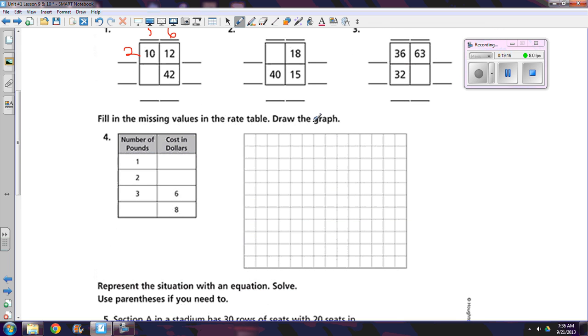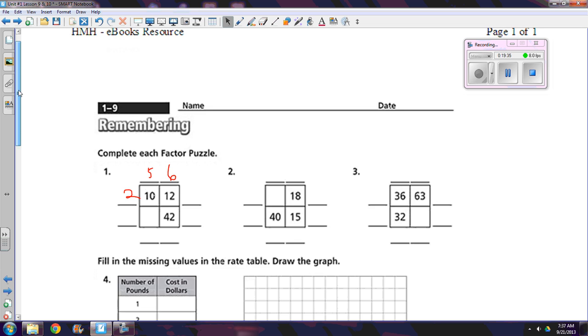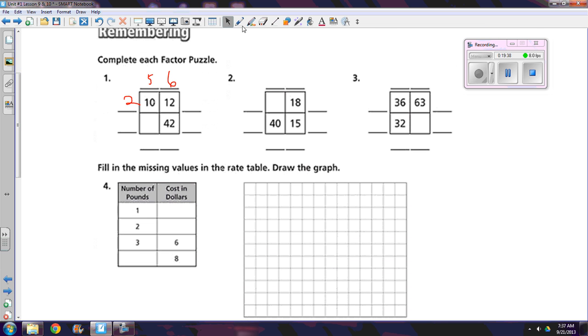Fill in the missing values in the rate table and then draw the graph. So in this rate table, number of pounds, cost in dollars, 1, 2, 3 to 6. So if 3 pounds is $6, how much is 1 pound? That's what you'd have to figure. So 3 goes into 6 2 times. So your basic unit rate would be $2 for 1 pound. Okay? 2 pounds then would be $4. 4 pounds then would be $8.